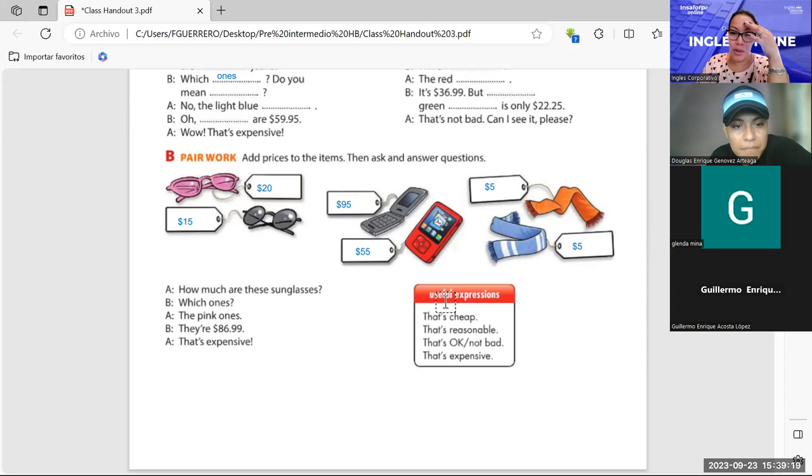And we have some useful expressions here. We can say, that's cheap. Oh, that's cheap. That's reasonable. That's okay. Or you can say, that's not bad, or that's expensive. Do we have any question about the vocabulary?